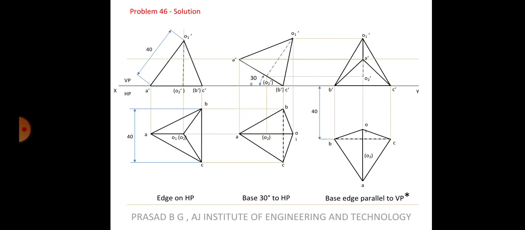Then it is said that it is resting on the edge, and the edge on which it is resting is parallel to VP, and at the same time it is 40 mm away from it. So you will maintain a distance of 40 mm and make it parallel to XY line, and then you will project it upwards and get the final view.